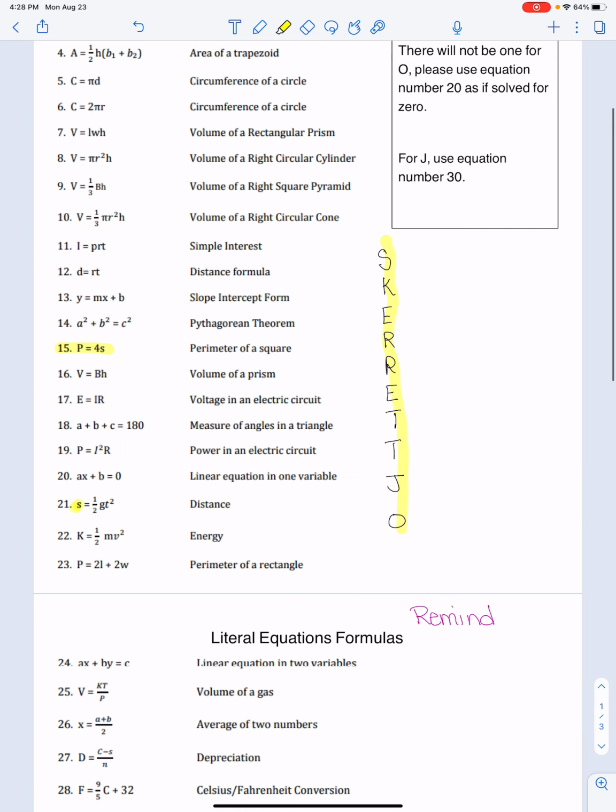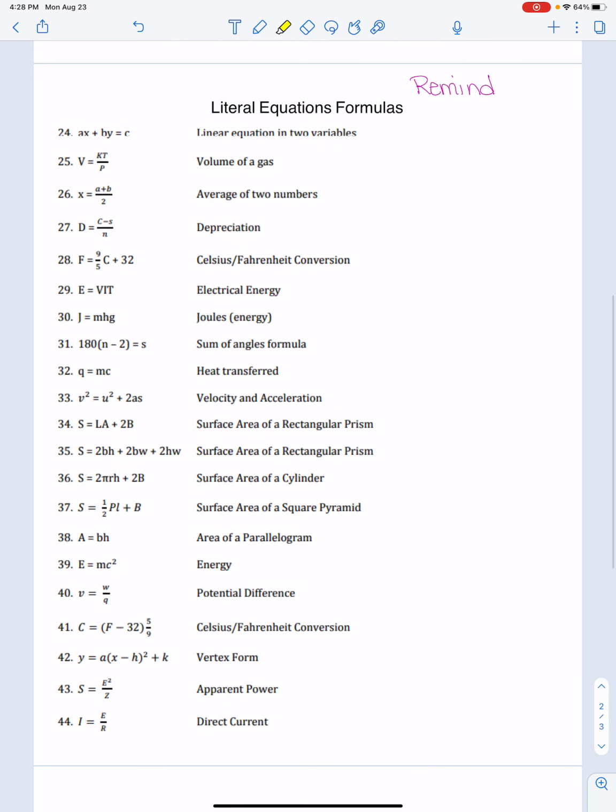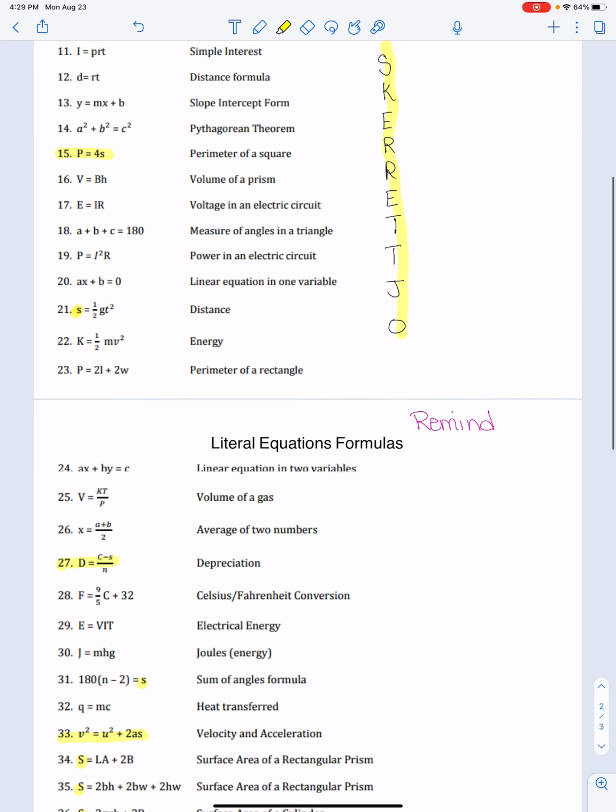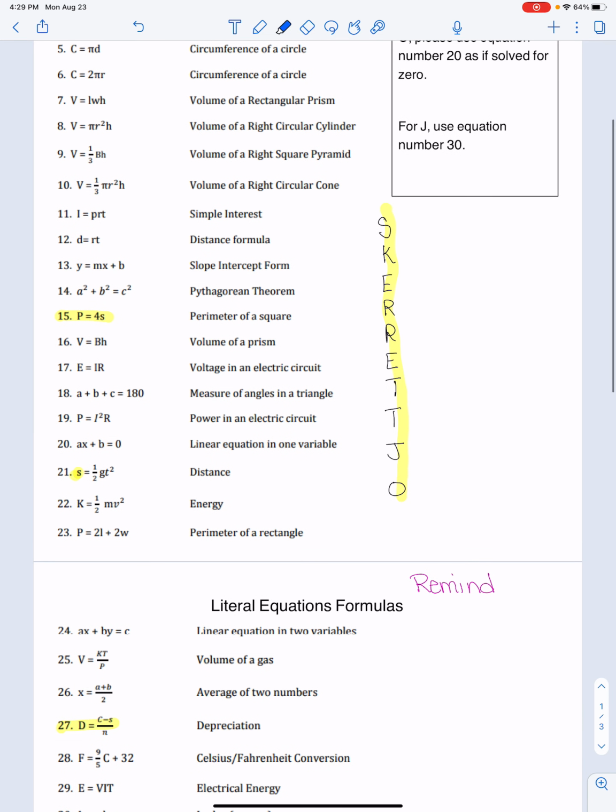All right, I'm going to go on to the second page. Number 27 has an S. Number 31 has an S, but it's already solved for it, so I'm not going to use that one. Number 33 has an S. 34 is solved for, 35, 36, 37. None of those work for me, and number 43 does not work for me. So my options are equations 27, 33, and 15. So I'm going to go ahead and choose to use equation 27, okay?